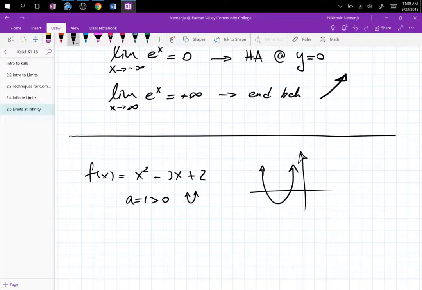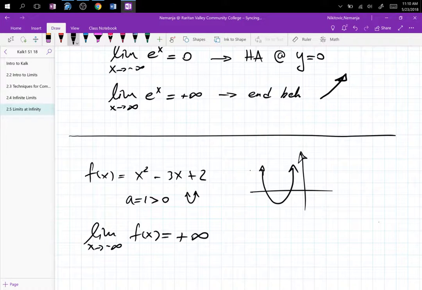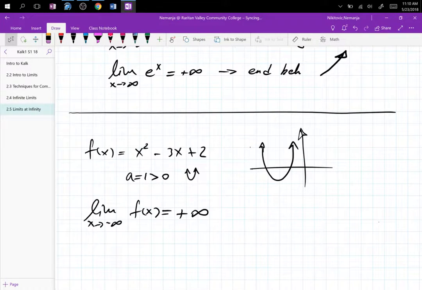And we can quickly write this. The only thing that was important here was this a. It opens upwards, because a is positive. So now we look at the left and right. The limit as x goes to negative infinity of our function, we see we get positive infinity because it points in the positive y direction, points up. And then the limit as x goes to infinity of f of x is also positive infinity.